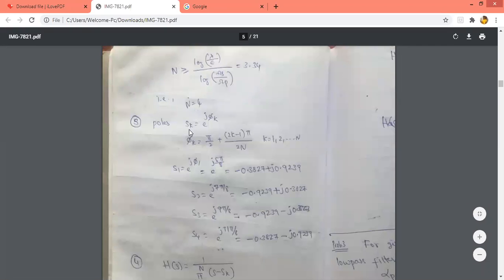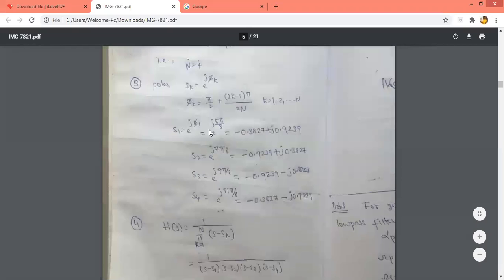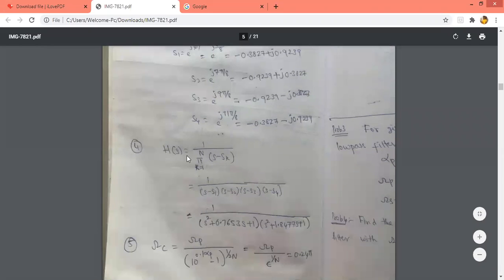Now we find out the poles. How do you find out poles? Using this formula, sk is equal to e power j phi k, and phi k is equal to pi by 2 plus (2k minus 1) pi by 2n, where k varies from 1 to 4. Just now I told you, find out S1 and S2. S3 is the conjugate of S2, and S4 will be the conjugate of S1. Then find out H of s, that is equal to 1 by (s minus s1) into (s minus s2) into (s minus s3) into (s minus s4), like this.